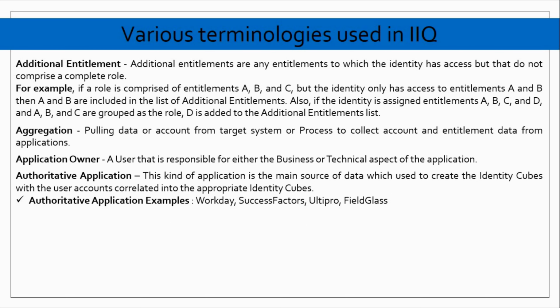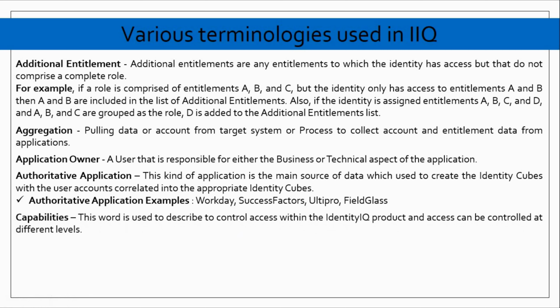Authoritative application. Basically, it is also known as a trusted source. This kind of application is the main source of data which is used to create the identity cubes, with the user account correlated into the appropriate identity cube. Examples: Workday, Fieldglass, SuccessFactors, Ultipro. These are some examples of authoritative applications.